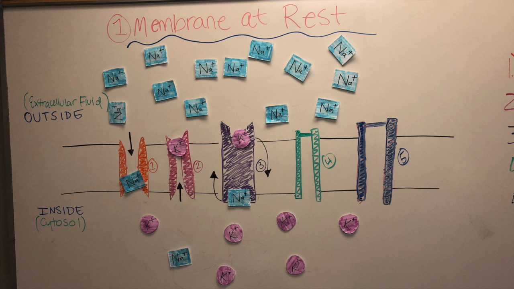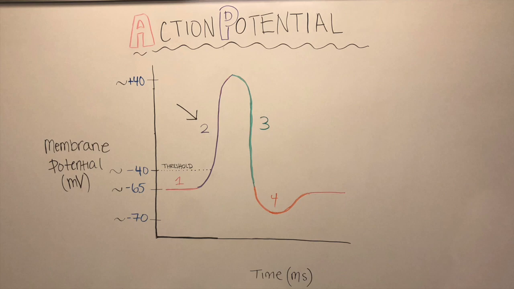In addition to these 2 channels, we also have a sodium-potassium pump, another integral membrane protein, which pumps sodium back outside against its gradient and potassium back inside also against its gradient. At this time, the voltage-gated sodium channel and the voltage-gated potassium channel are closed. Please note that both leak channels will be constantly open and the sodium-potassium pump will be working throughout the action potential. The next stage is called the rising phase.